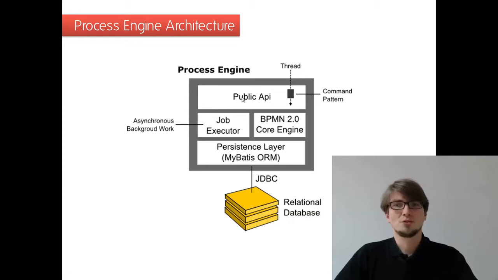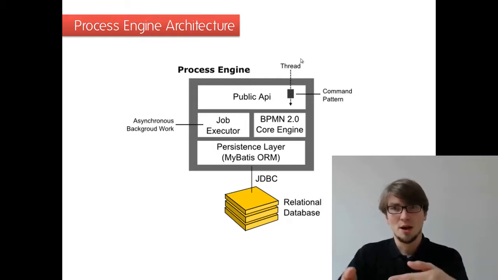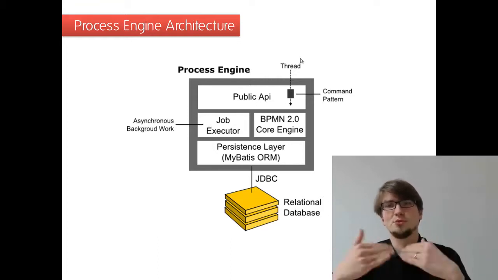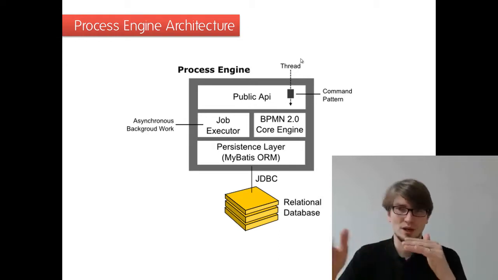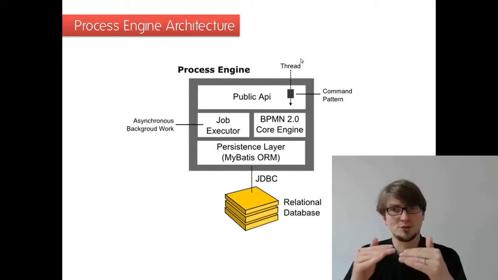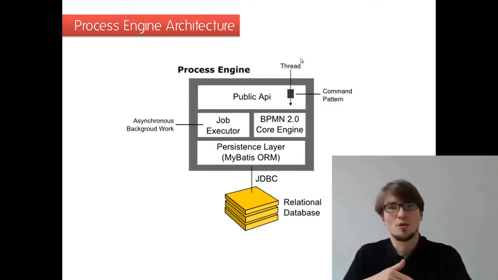Above the BPMN 2.0 engine, we have the Java API. You already saw that in the overview. If you use the public API, you use your thread you provide, go through, basically, a command pattern inside of the engine and go through a chain of interceptors in order to do, for example, transaction management, and then go onto the core engine. And that's something you actually can easily see.